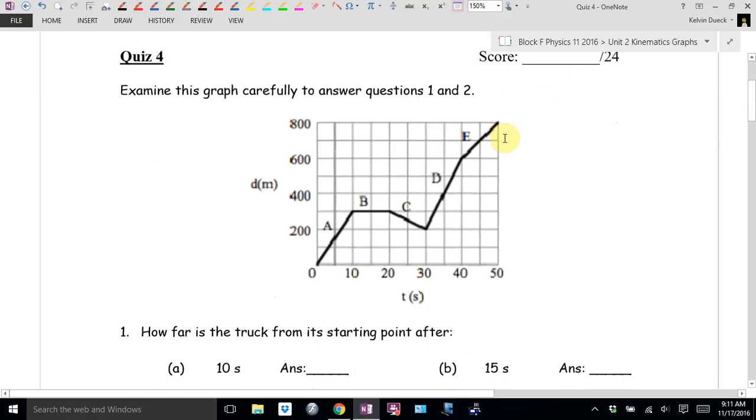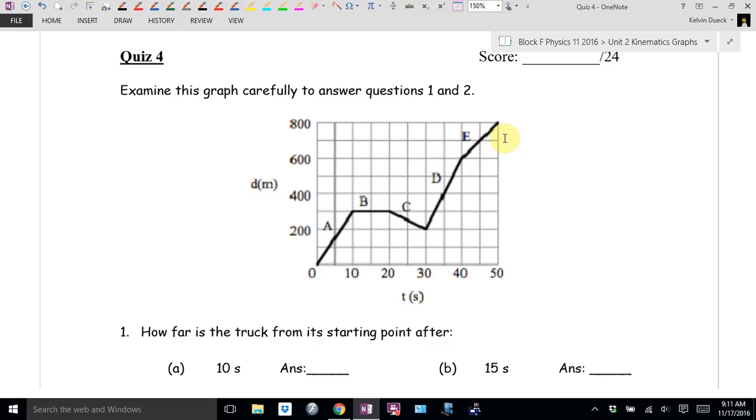Examine this graph. Stop. As soon as I see a graph, I'm always asking myself, what kind of graph is this? The two you're going to see on your test are distance versus time and velocity versus time. Key ideas. On a distance versus time graph, how can I figure out the speed or velocity? Slope. On a velocity versus time graph, what does the slope tell me? Acceleration. You need to know that.